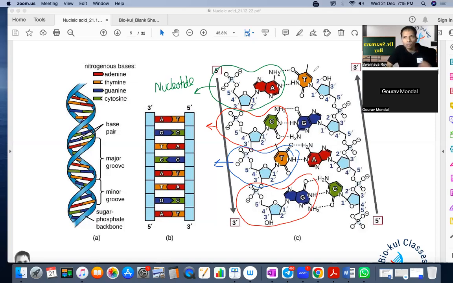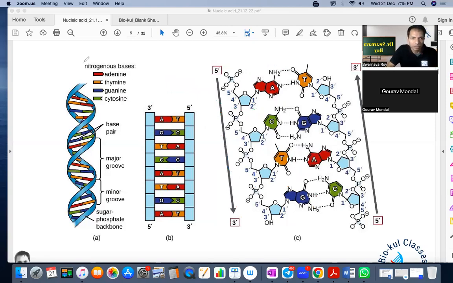Okay, so now we will get into more details. So this is basically how a DNA looks, a double helical structure. Right? Each strand is made up of many nucleotides. Each nucleotide is made up of three components: a nitrogenous base, a sugar, and a phosphate. And they are joined by a phosphate bond and a sugar phosphate bond.